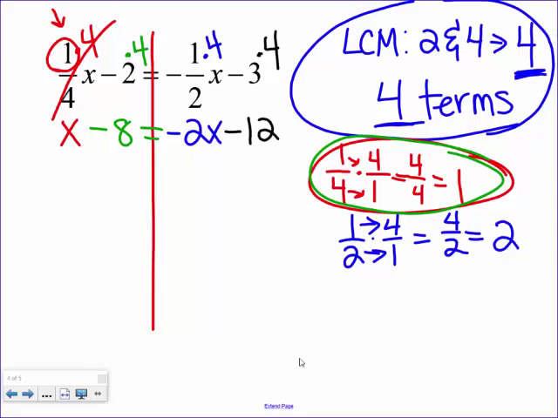Is this an equation that we can solve? Yes. Please do so on your own. You will get a fraction answer. I'm going to pause the podcast, restart it when you're ready.